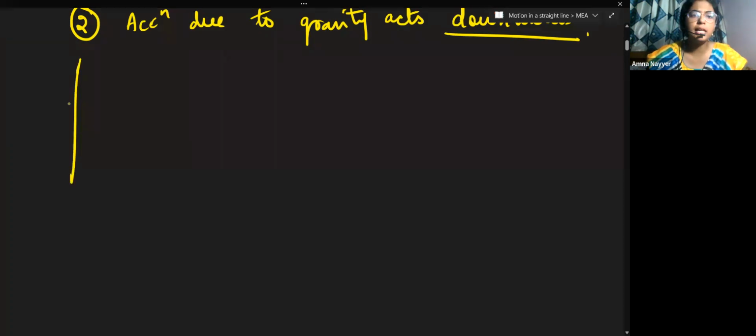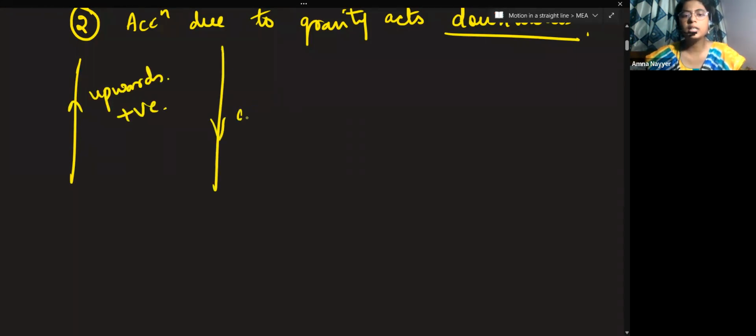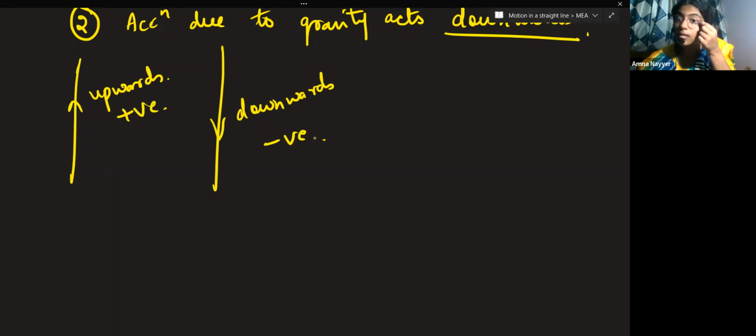You either take anything as positive or anything as negative. For example, let's take upwards motion as positive and downwards motion as negative. It's up to me, in whichever question I can take. In your subjective papers, you have to mention the sign convention. If you don't mention it, you will lose all your marks. For example, Aisha is getting minus 4 meter per second square, and according to her, minus is upwards.